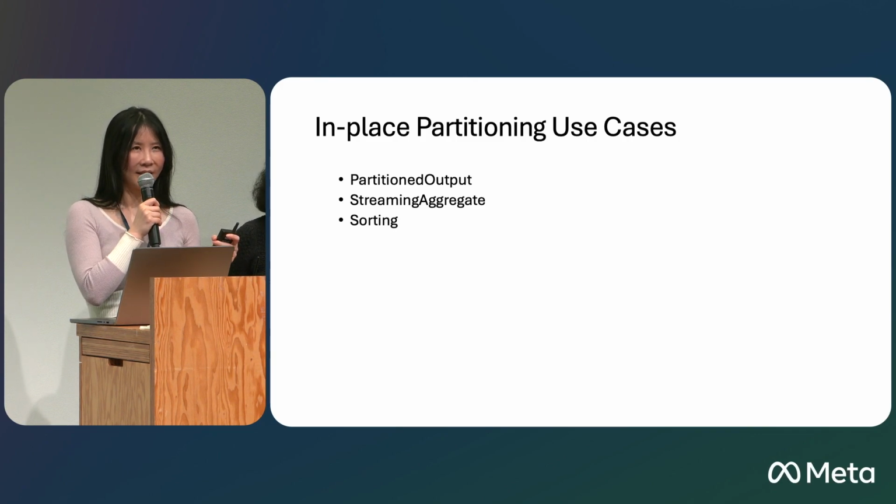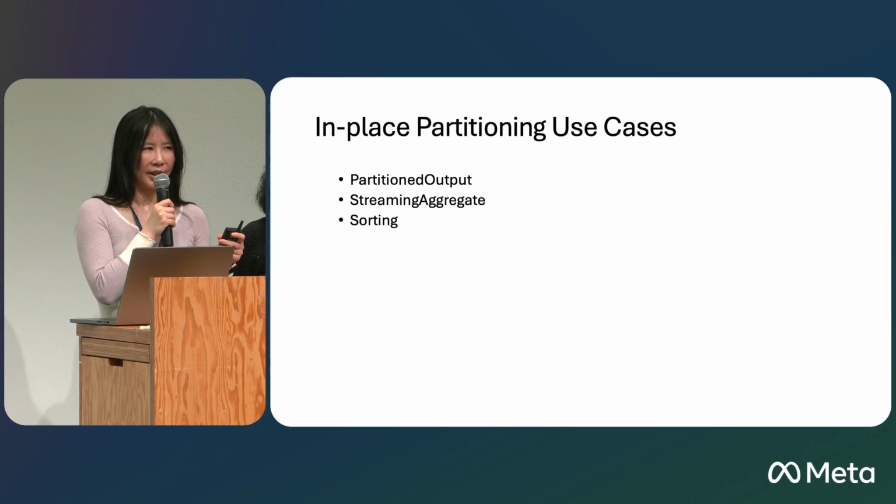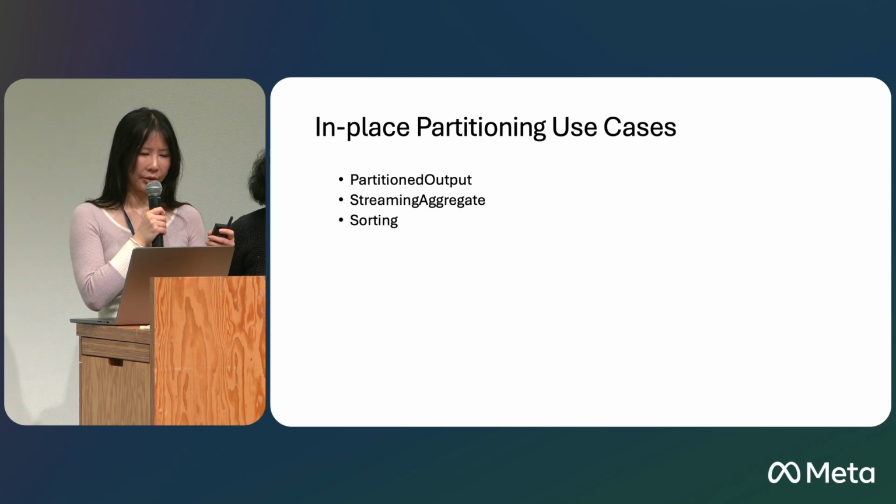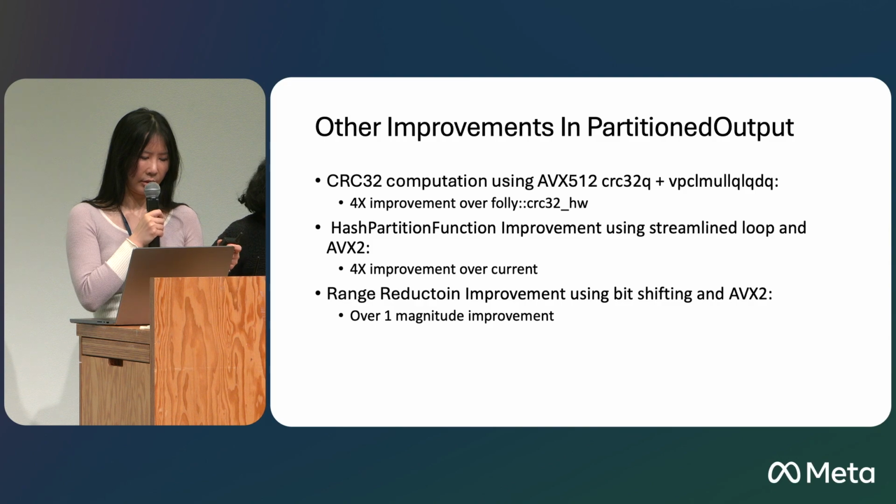Other exciting ideas are partitioned vectors and in-place partitioning. It doesn't only work for partition output, but we can also use it for streaming aggregate or sorting. So I believe this will help streaming aggregate at least. Yeah, but this is something I'll do next.